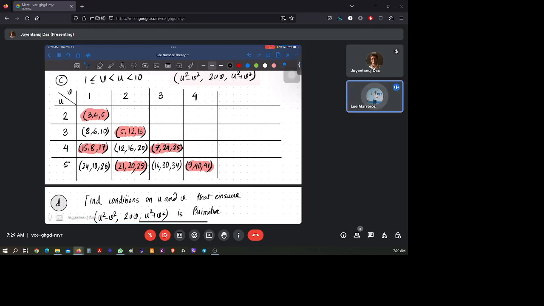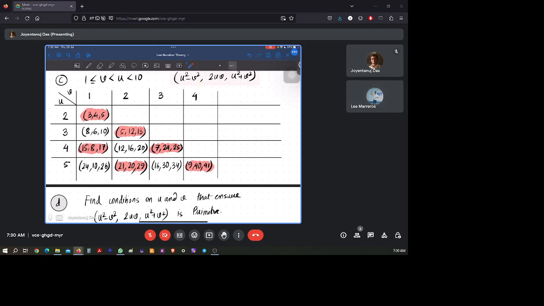Whenever you subtract v from u, is that a multiple of 2? Not exactly, right? For example, take 3 and 4. Their subtraction is 1, and that's not a multiple of 2. But if you subtract 4 minus 2, that is 2, which is a multiple of 2.